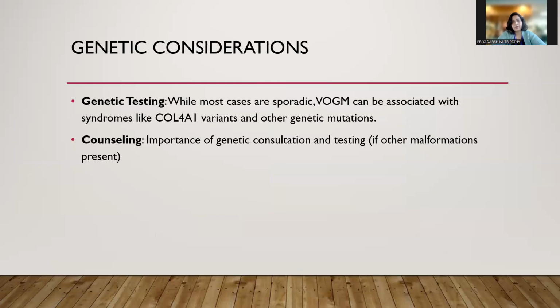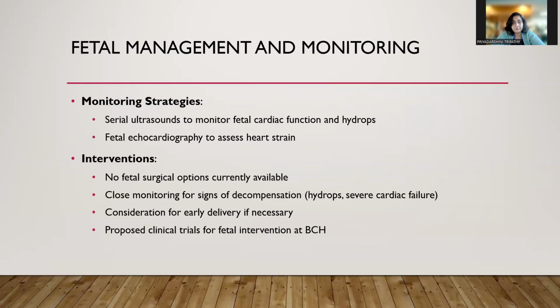Coming to the genetic consideration, we should offer this patient genetic counseling and testing. Usually, geneticists offer VES to these patients to test for variants of RASA1 or other genetic mutations. And coming to fetal management, we need to do ultrasound to monitor fetal cardiac issues and development of hydrops. We have to arrange a fetal echocardiography to assess the heart strain.